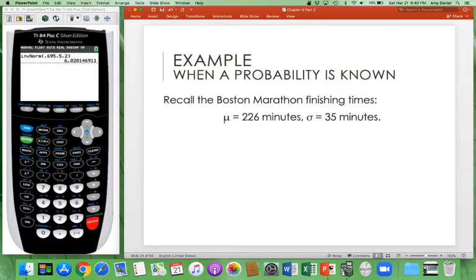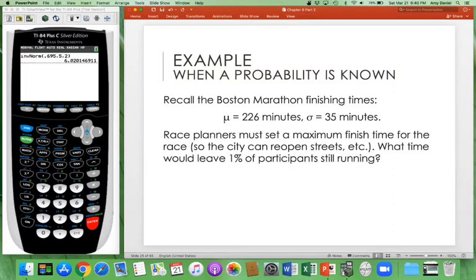All right, so we did a couple of problems with the Boston Marathon example. If you remember, we did the Boston Marathon finishing times that had a mean of 226 minutes and a standard deviation of 35 minutes. But now we're going to ask a different kind of question. Race planners must set a maximum finish time for the race so that the city can reopen streets, etc. What time would leave only 1% of participants still running? So what time? We're looking for an x value.